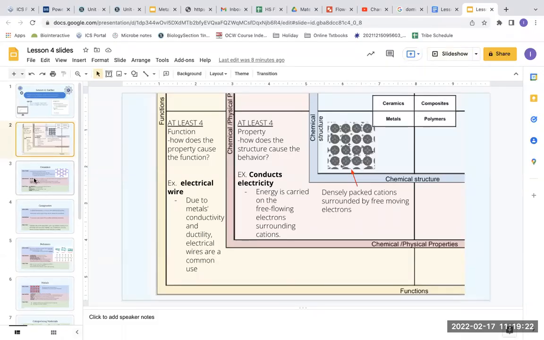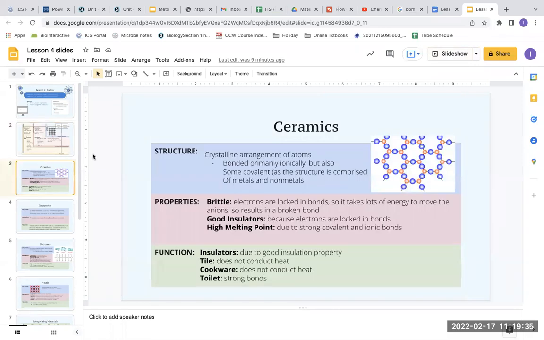All right, so last lesson I asked you guys to complete a graphic organizer, and I just want to quickly go through the graphic organizer with you guys. So you started off with ceramics, and the structure of ceramics is kind of like a crystalline structure. You can call it a matrix arrangement of atoms.